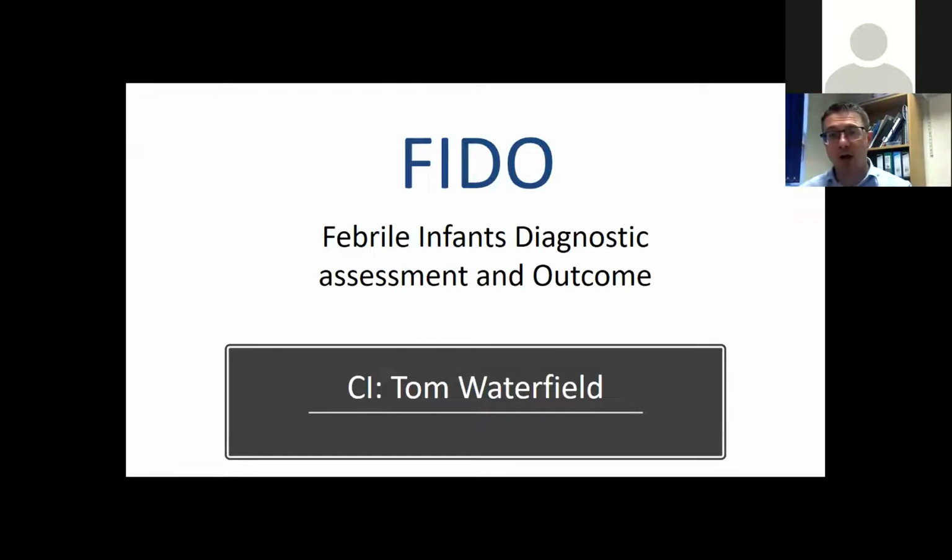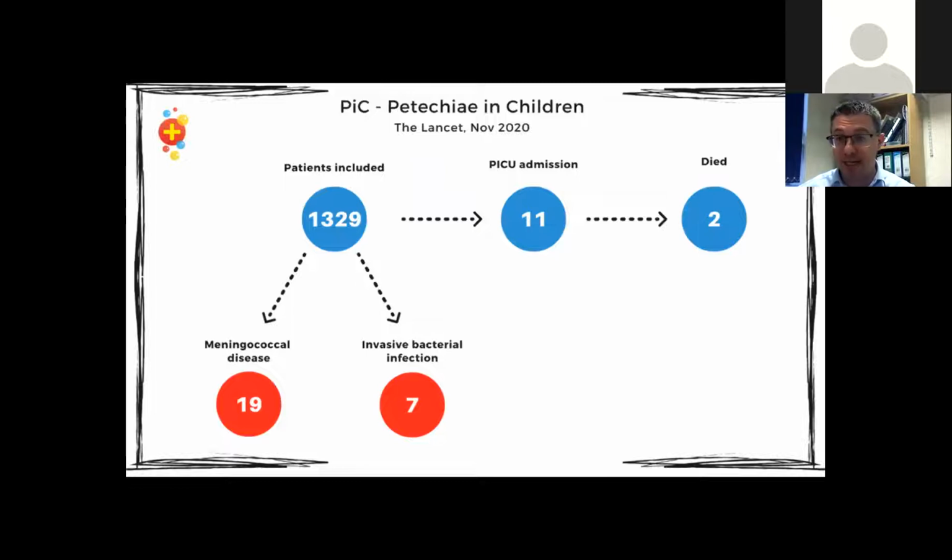Now, FIDO is going to start hopefully in the next couple of months. This is going to be a study looking at the evaluation of the management of less than 90-day-olds with a fever. And this comes on the back of the Petechiae in Children study published in 2020. So what we did was we basically looked at all children presenting with fever and petechial rash and found actually the incidence of meningococcal disease is extraordinarily low, but it's not non-existent. But actually, if you look well and you've simply got petechiae, not purpura, just petechiae, what that means is you can probably get away with observing, and as long as there's no spread of the rash, you don't need to treat.